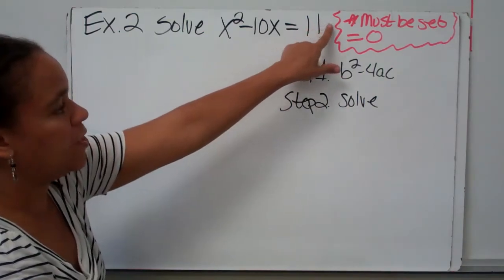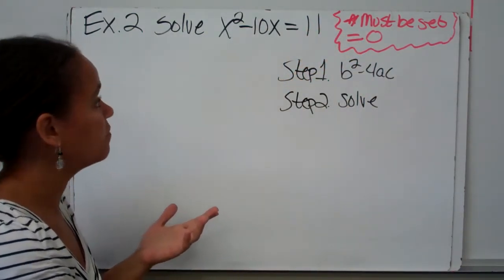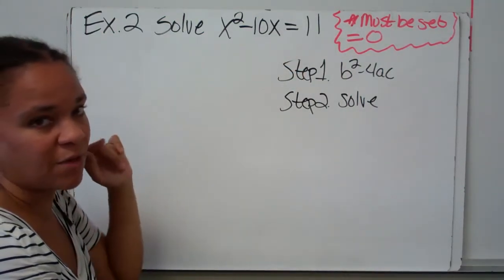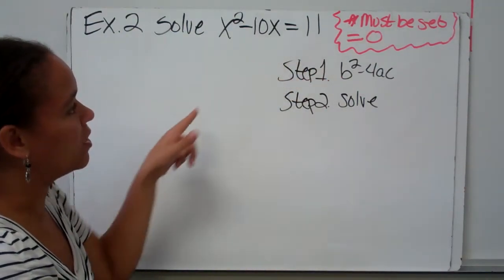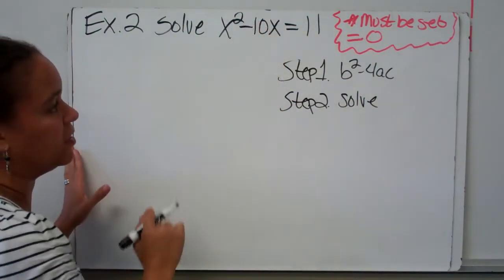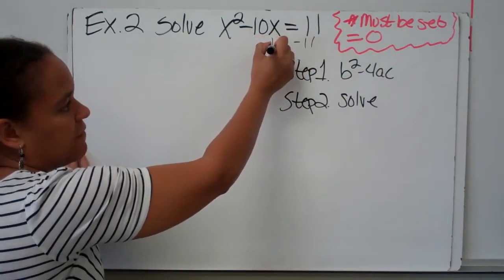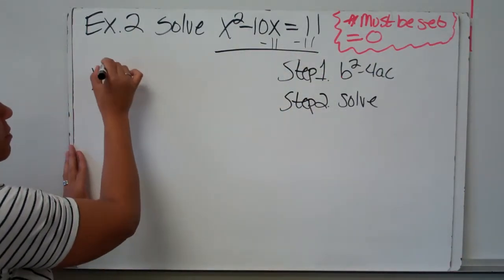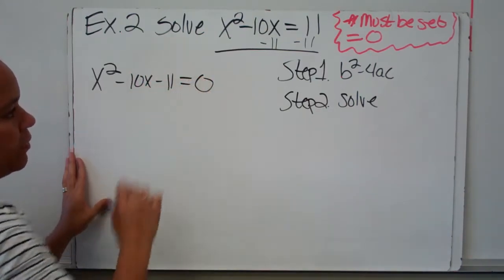Solve. And I made a note, must be set equal to 0 before you can start using the quadratic formula. So what would this be set up easy and ready to use? Think about that. This is not ready for the quadratic formula. I need to move that 11 because it needs to be set equal to 0. So I'm going to first subtract 11 from both sides. So we'll be working with x squared minus 10x minus 11 is equal to 0.